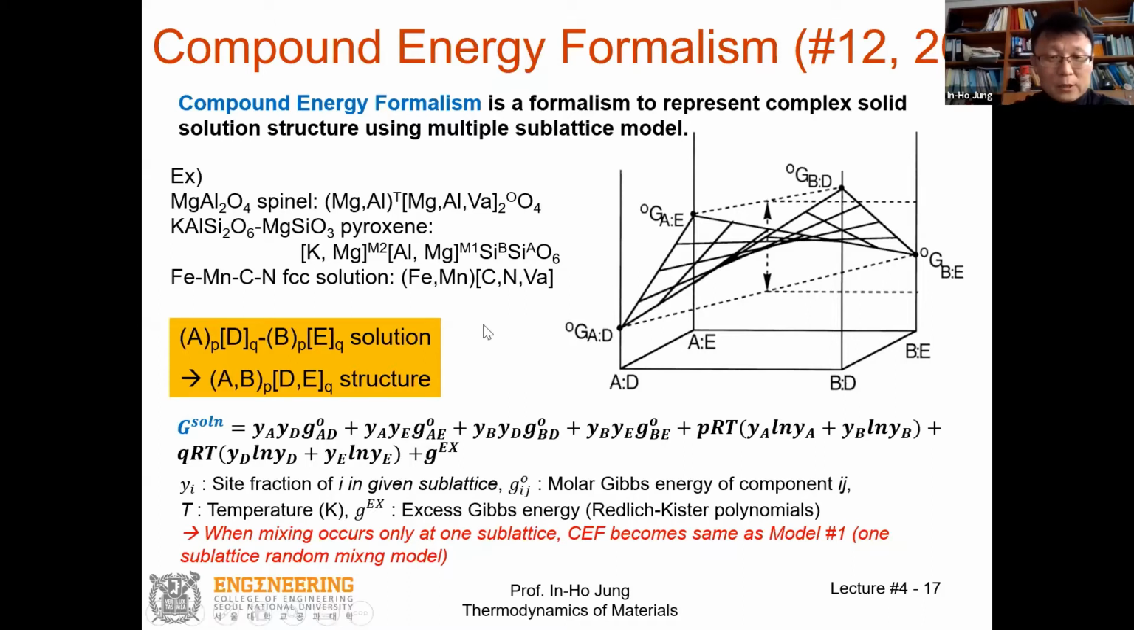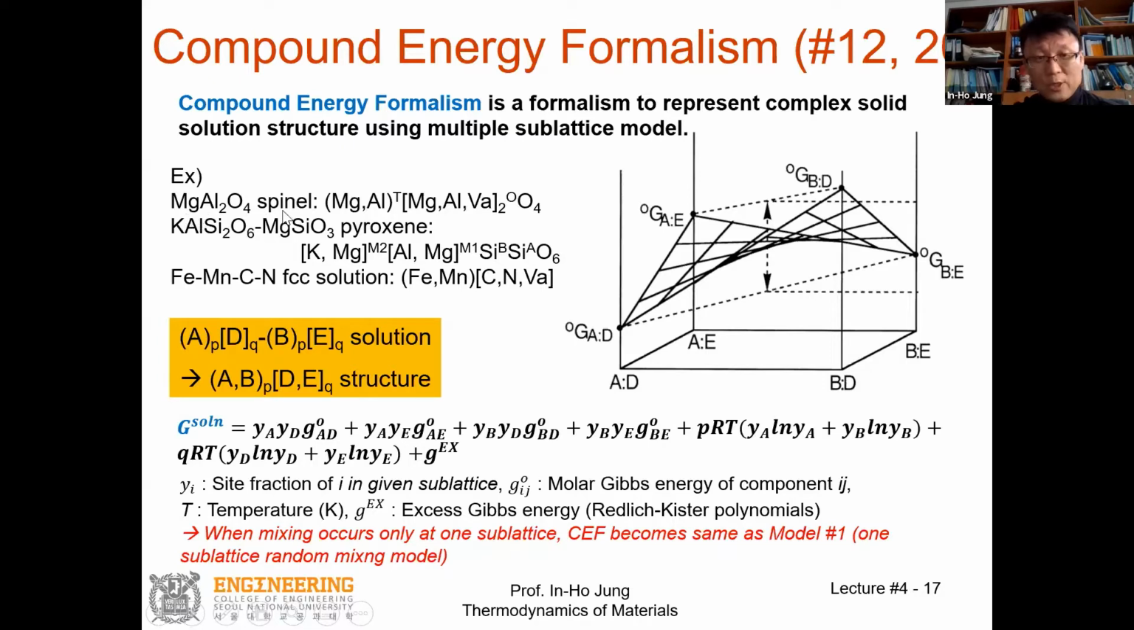So iron and manganese go to the substitutional site, and carbon and vacancy are originally in the interstitial site, but carbon and nitrogen can go together in the interstitial site. So then we have the 2 sublattices. The elements here are iron and manganese, and the elements here are carbon, nitrogen, and vacancy. So how do we express this kind of solution? That's the actual question.